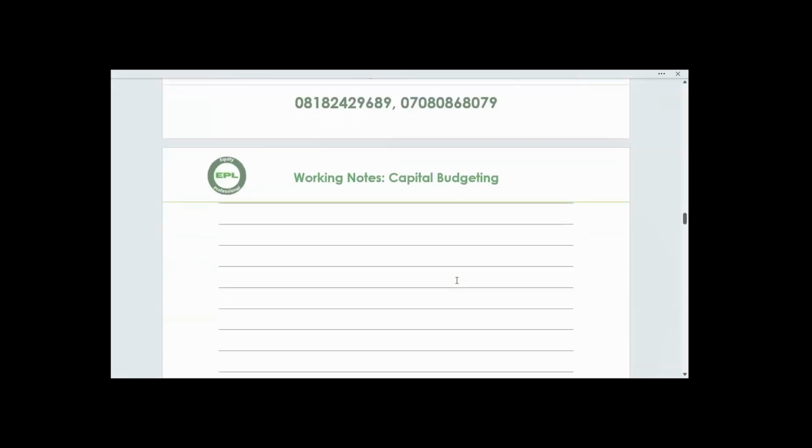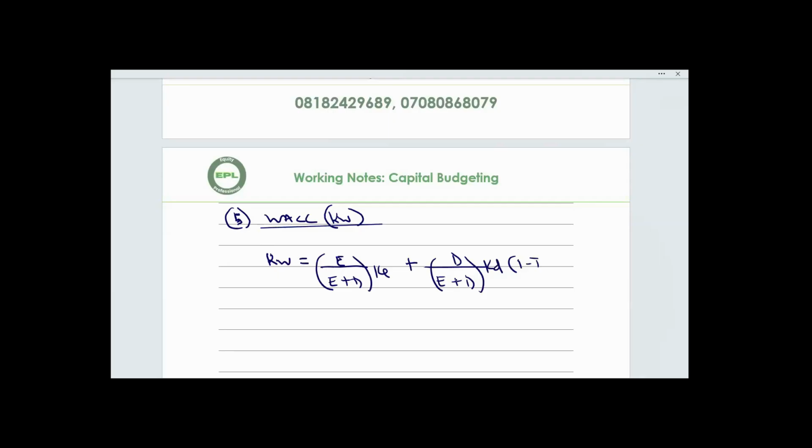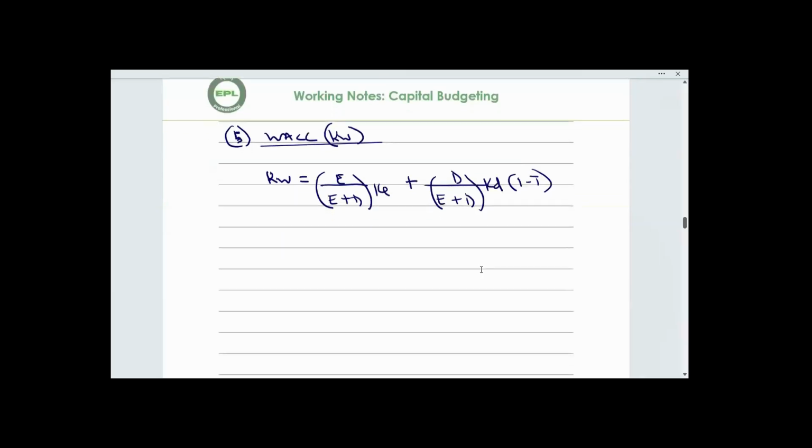Finally, step 5. I will calculate WACC. That's project specific WACC. So WACC equal to equity value over equity plus debt multiplied by cost of equity, plus debt value over equity plus debt multiplied by cost of debt times 1 minus tax. All of that multiplied by 100%.